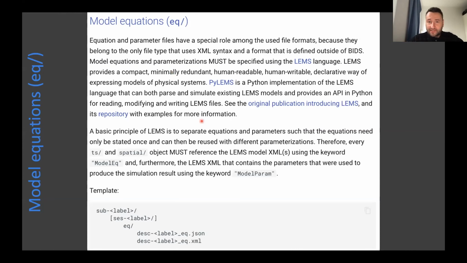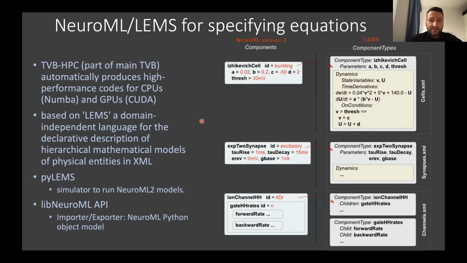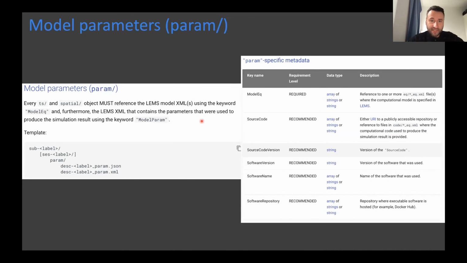And for LEMS, there already exists an ecosystem of parsers, readers, simulators, like PyLEMS, for example. And as mentioned, TVB also supports LEMS, and one can simulate models directly in TVB with LEMS. And the equations then are linked again to a source code that implements these equations in the context of this research output: source code version, software version, software repository, and so on. So this is just a slide that compares NeuroML and LEMS. LEMS can also be mapped to NeuroML, which is another language for specifying equations. So it is good that these mappings exist and can be used to make reproducibility studies, for example.